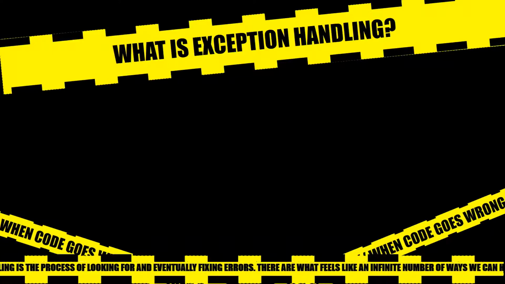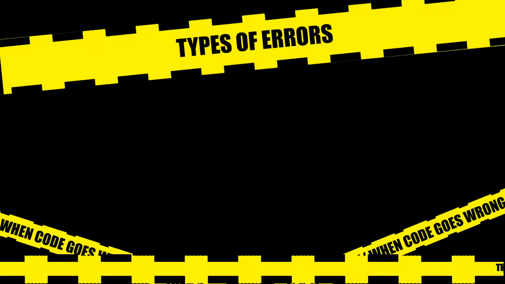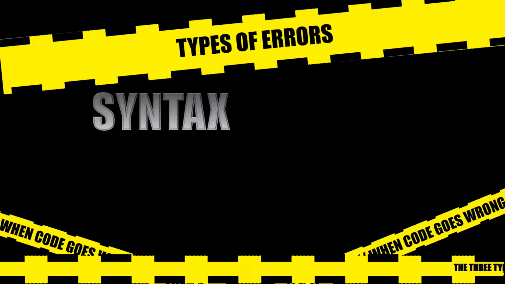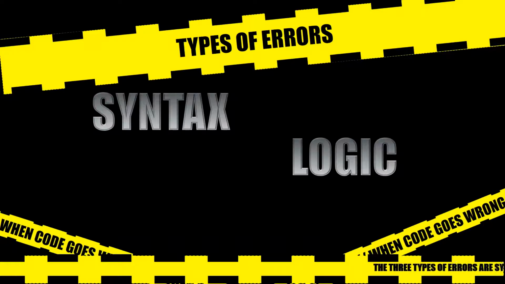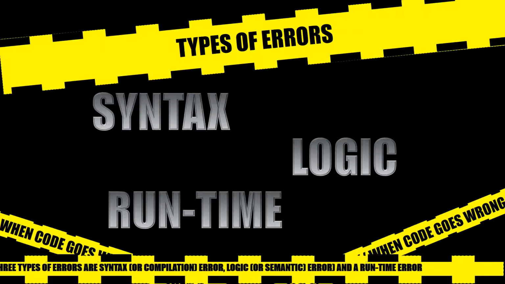There are what feels like an infinite number of ways we can have errors, but they can be grouped into just three types. The three types of errors that could occur in your code are syntax, logic, and runtime errors. Syntax, often called compilation error, and a logic error is often called a semantic error.